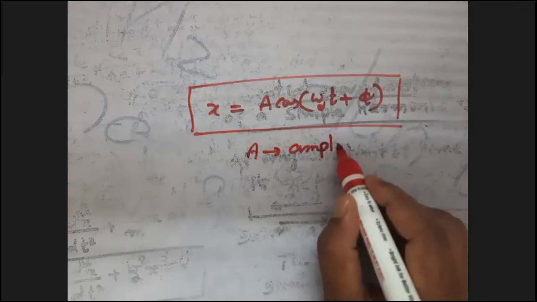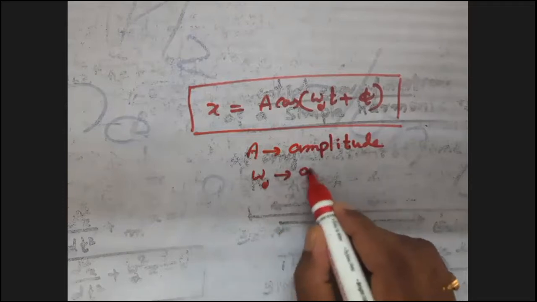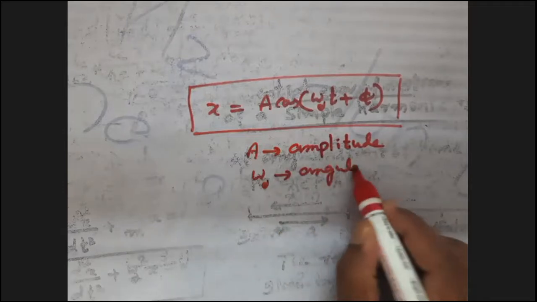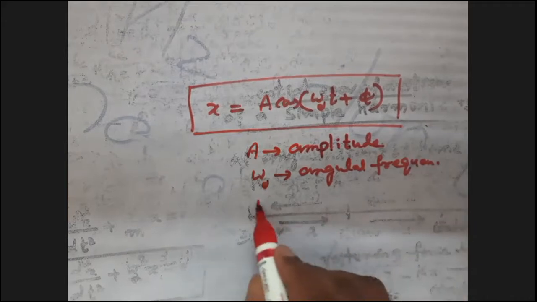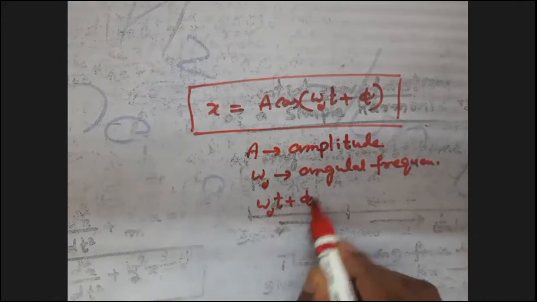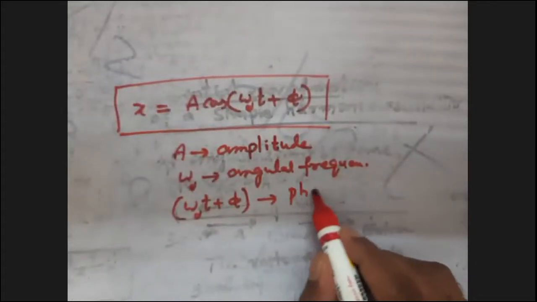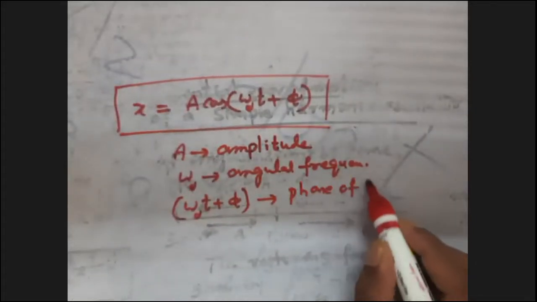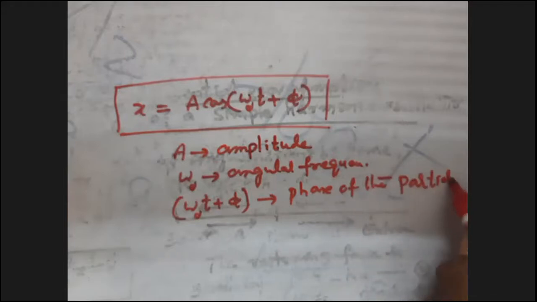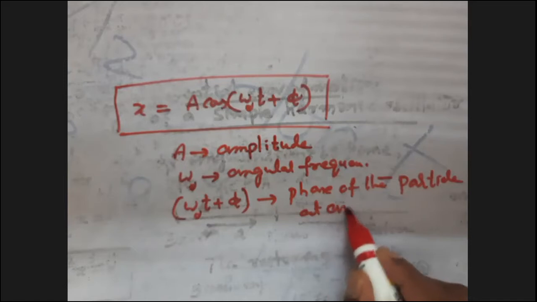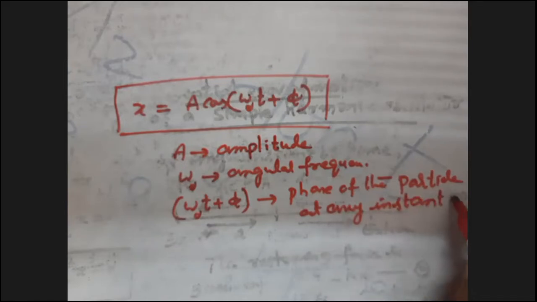We will discuss one by one all these parameters. Omega naught is nothing but angular frequency. Omega naught t plus phi, this total term represents the phase of the particle at any instant of time t.